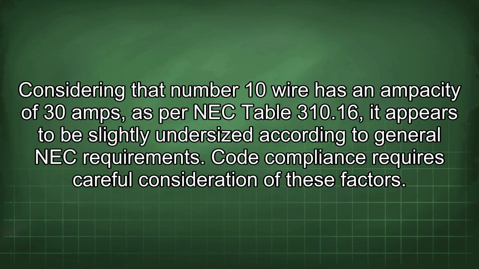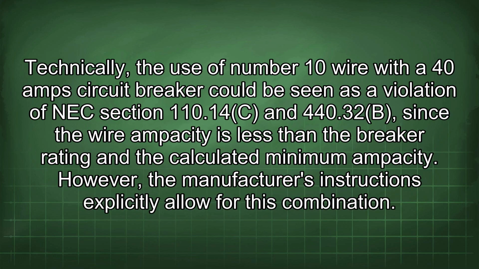Considering that number 10 wire has an ampacity of 30 amps, as per NEC Table 310.16, it appears to be slightly undersized according to general NEC requirements. Code compliance requires careful consideration of these factors. Technically, the use of number 10 wire with a 40 amp circuit breaker could be seen as a violation of NEC Section 110.14c and 440.32b, since the wire ampacity is less than the breaker rating and the calculated minimum ampacity. However, the manufacturer's instructions explicitly allow for this combination.